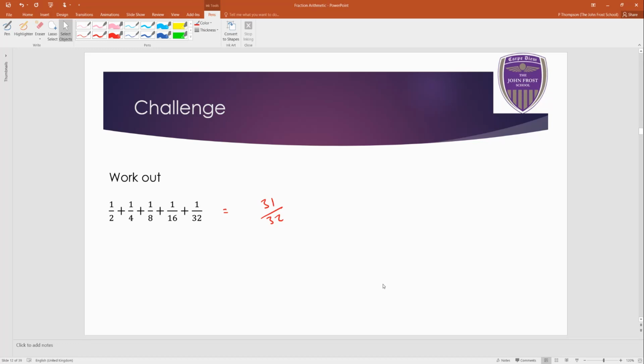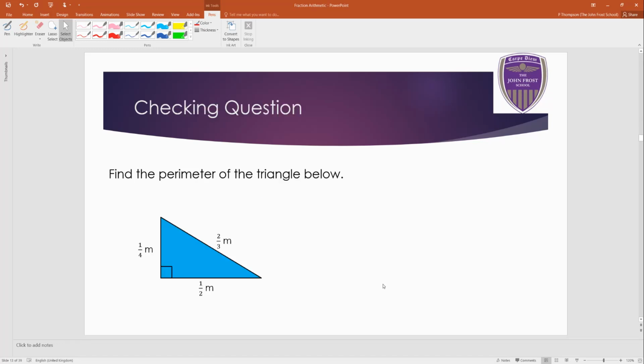31/32. Okay, and last but not least then is a checking question. So you could pause the video here, couldn't you? Have a go and come back when you're ready. Okay, welcome back. You should know from previous bits of work that perimeter means the outside of the shape, around the outside. So to find the perimeter of any shape, you just add all the sides together.